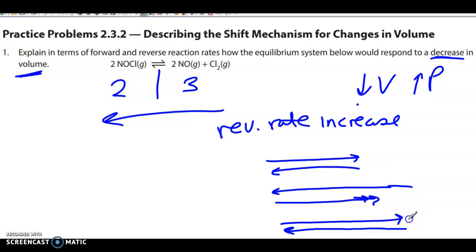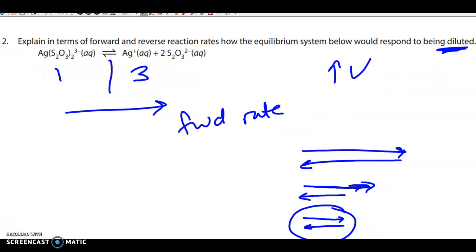Okay, but it should be more than what it was initially because the concentrations will be higher. There's more particles present, right? So the rates are naturally happening faster because they're going to be colliding more frequently.